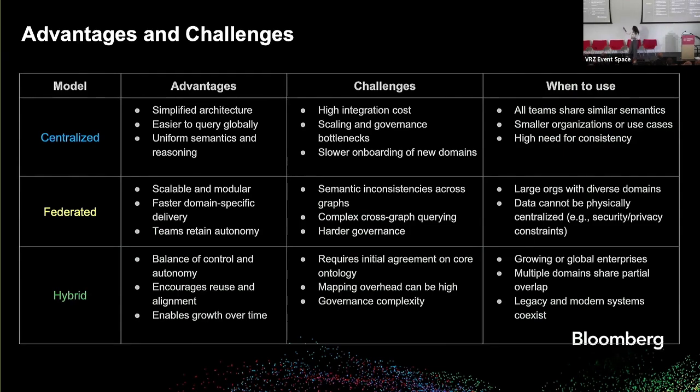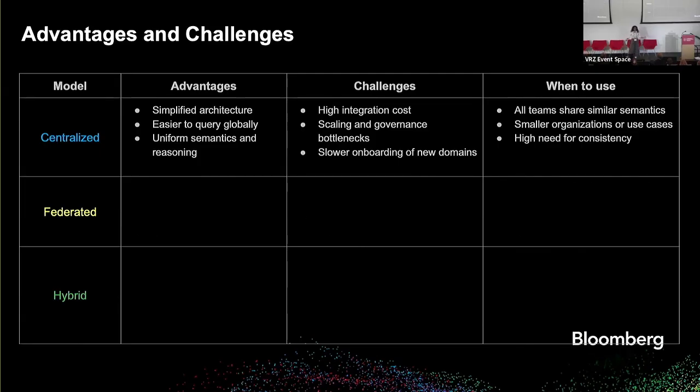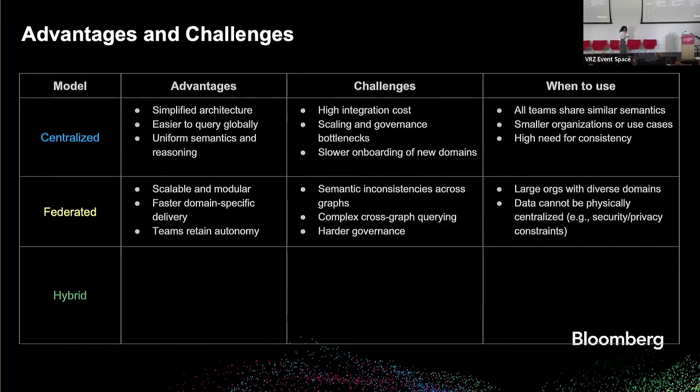So, the centralized one, let's look at it this way, so it's easier. It's a simplified architecture. It's much easier to query because you're bringing everything into one place. It's uniform. But the challenge is it has a high integration cost, because you have to bring all the data from different silos and put it in one place. Scaling and governance sometimes become a bottleneck because you usually have a central governance. It also means slower onboarding, because every single data set has to be brought into one central place. But if you have teams that share similar semantics, or you're dealing with smaller organizations with a high need for consistency, then this is a good option for you.